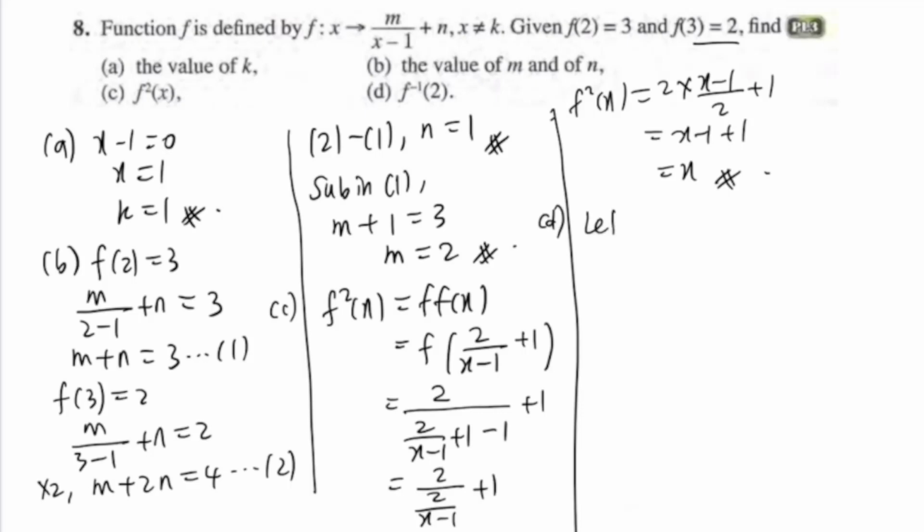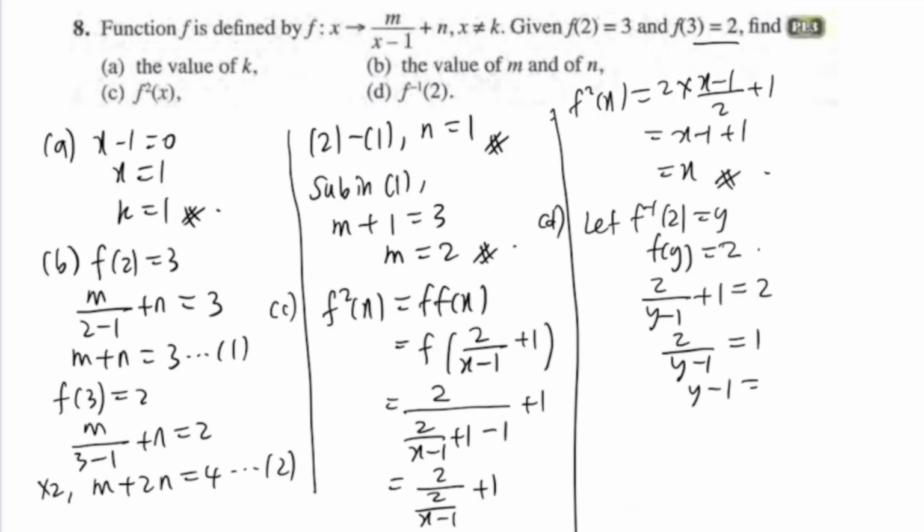Okay, so we let f inverse 2 become y, f of y is now x. Remember your f of x is 2 over x minus 1 plus 1, so this will be 2 over y minus 1 plus 1 equals to, okay, I wrote this wrongly, f of y equals to 2. Alright, we interchange it. Remember just now I talked about how to interchange the object and image. So you're going to bring the 1 over, 2 over y minus 1 is now 1, y minus 1 is now 2, y is now 3. Therefore your f inverse 2 is just 3.